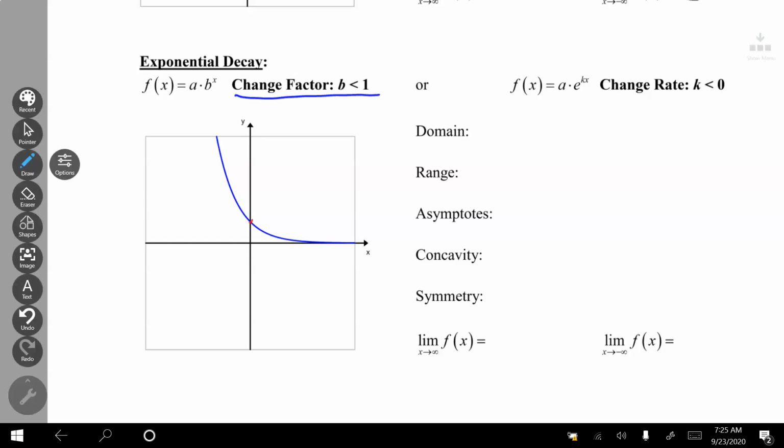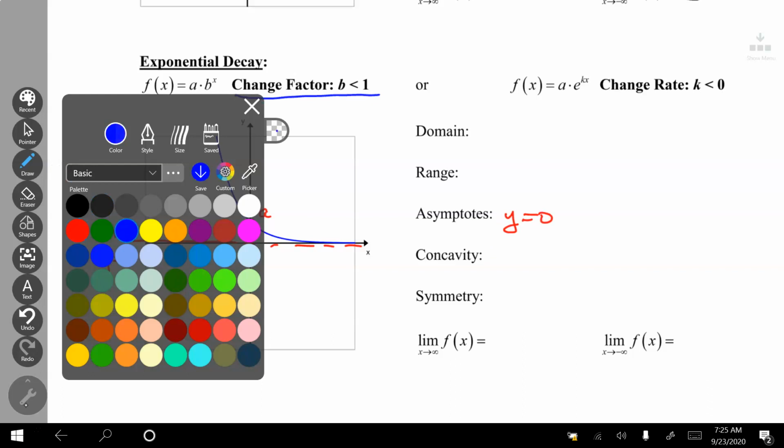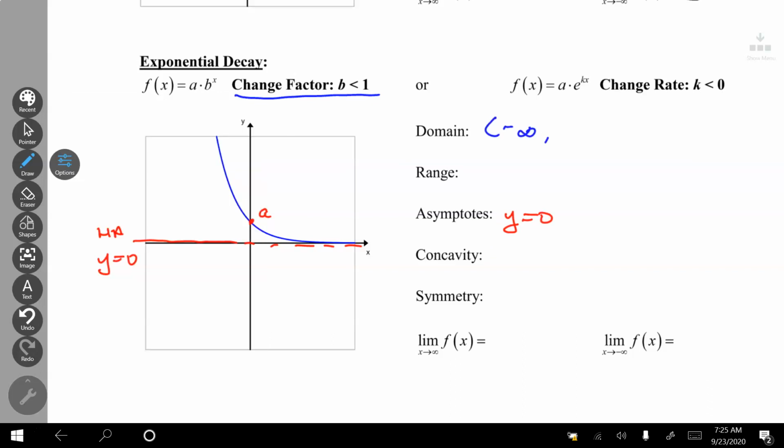I have my y-intercept again. My HA is still the same. And basically everything else is the same. Domain and range, concave up. No symmetry. Except my end behavior is different because now the right end of x going to infinity is 0, and my left end of x going to negative infinity is going up to infinity.